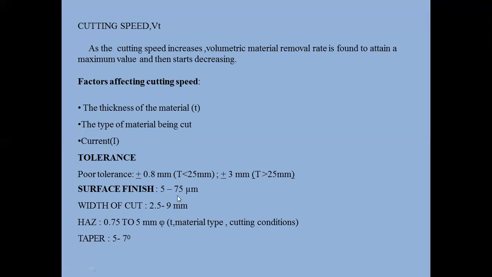Similarly, surface finish 5 to 75 μm. Width of cut, heat affected zone. See, taper 5 to 7 degrees deviation. See, these are the capabilities with which plasma arc machining can machine a workpiece surface.